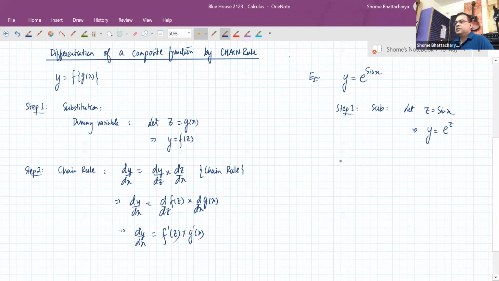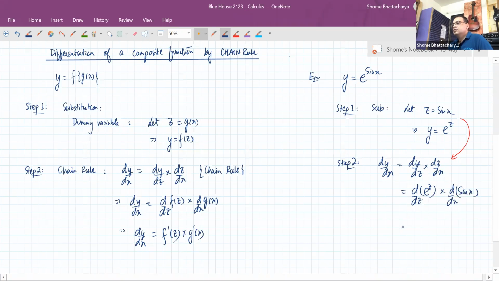Let's implement this second step over here. So to implement this step, now we have to substitute these things. So this is differentiation of the function e raised power z multiplied by differentiation of the function sine x. So you know differentiation of e raised power z is e raised power z itself. So we've reached the end of this step.